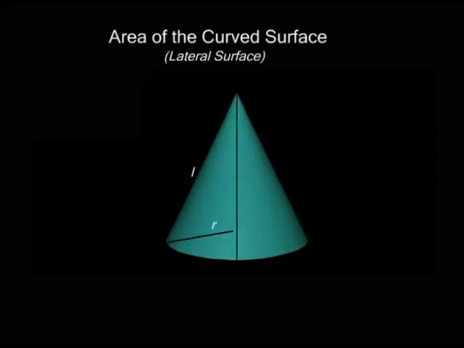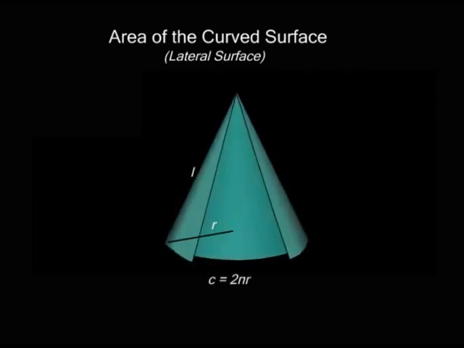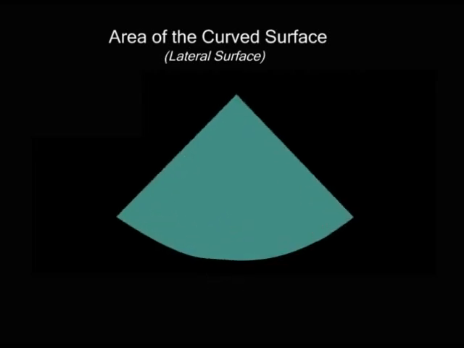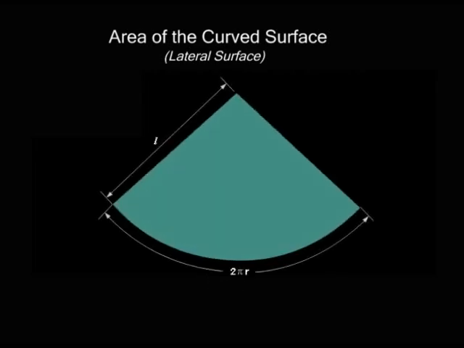Consider this cone with a slant height L and a base radius r. The circumference of the base is given by 2 pi r. When the cone is cut open, it forms a sector of a circle. The sector formed has a radius equal to the slant height of the cone, L. The length of the curved surface, or the arc length, is equal to the circumference of the base of the cone, 2 pi r.